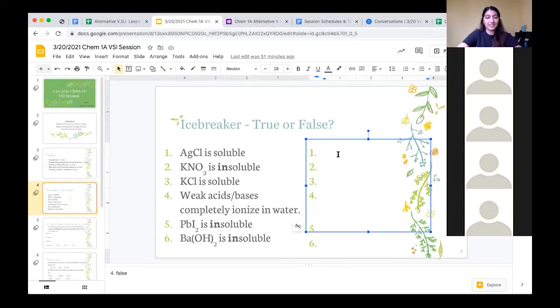False. Yeah, I'm seeing people in the chat said false. Correct. AgCl is insoluble because it's a chloride, and Ag+1 makes chlorides insoluble.